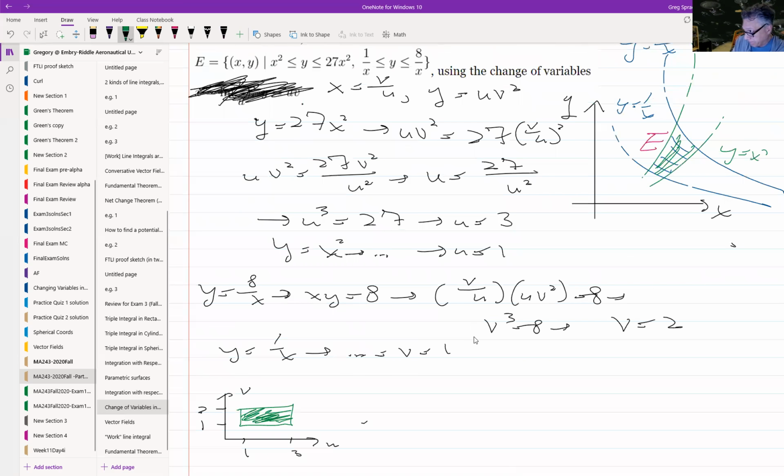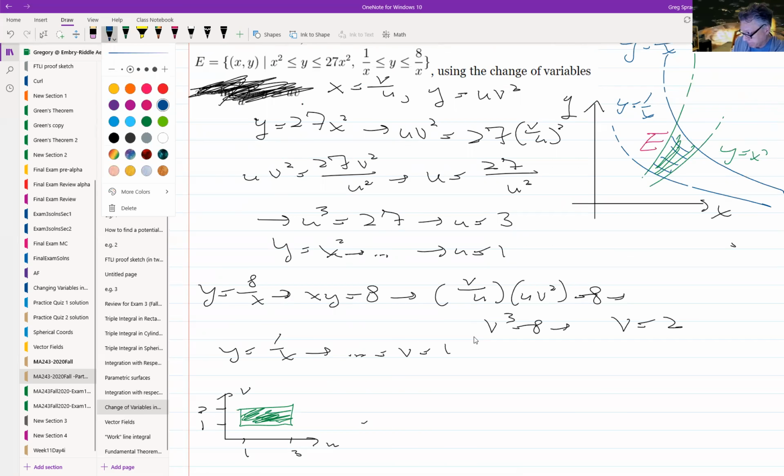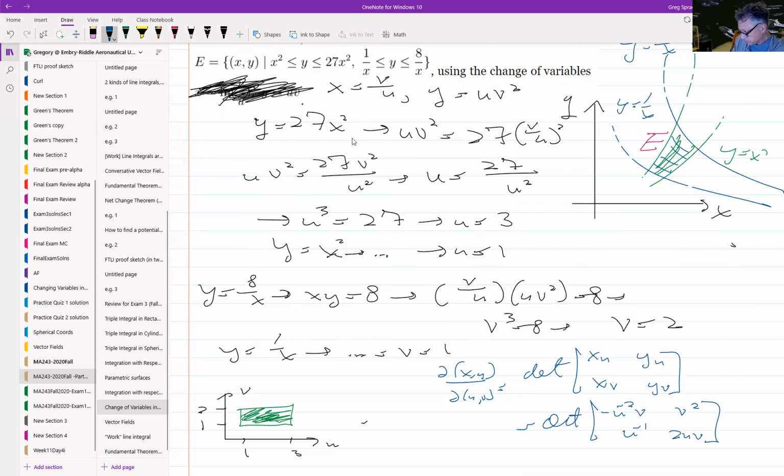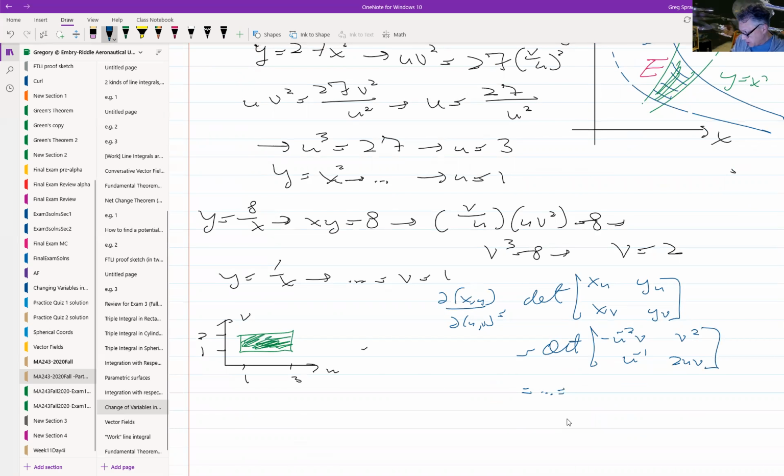Okay, next I'll find the Jacobian. Please remember the Jacobian. It's a serious mistake if you don't. That's a determinant of xu, xv, yu, yv. Xu is negative u to the minus 2 v. Xv is u to the minus 1. Yu is v squared. Yv is 2uv. The Jacobian works out to be negative 3u to the minus 1 v, or negative 3v over u.